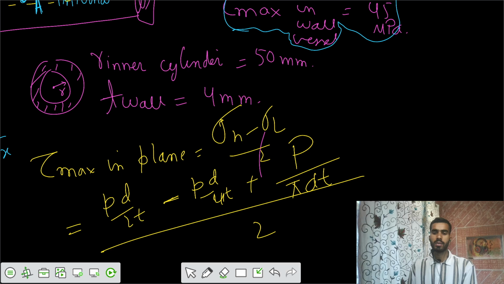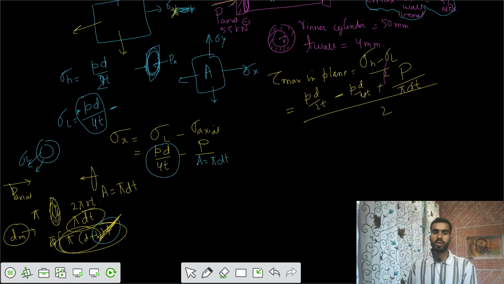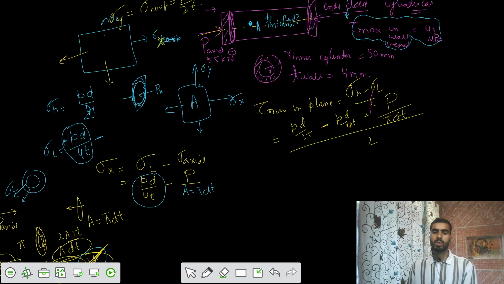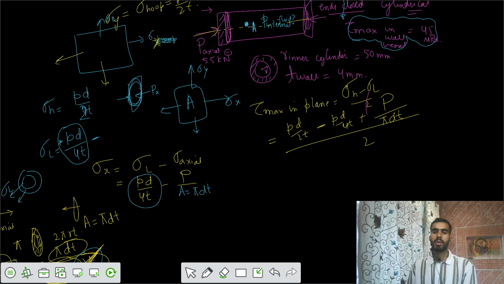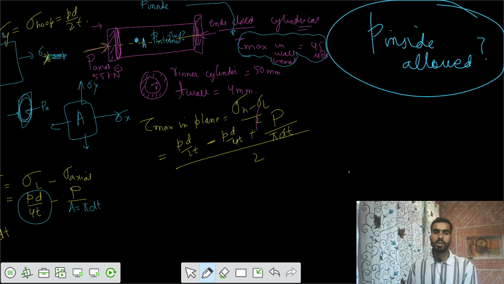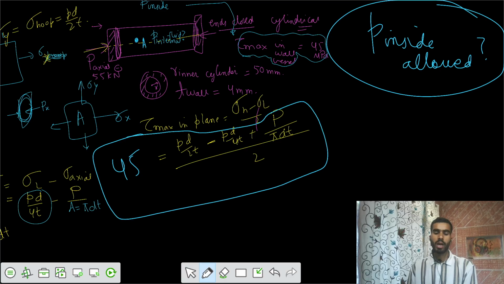Based on these results, tau max in plane equals PD by 2T minus PD by 4T plus capital P by pi dt. Small p is the pressure, and capital P is your load of 55 kilonewton. We need to get the small p, the inside pressure allowed. If I equate tau max in plane with 45 megapascal, I might get some value.